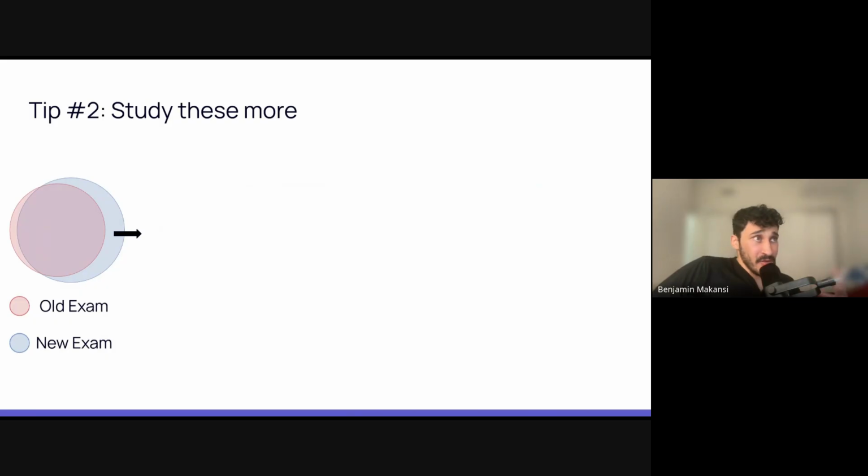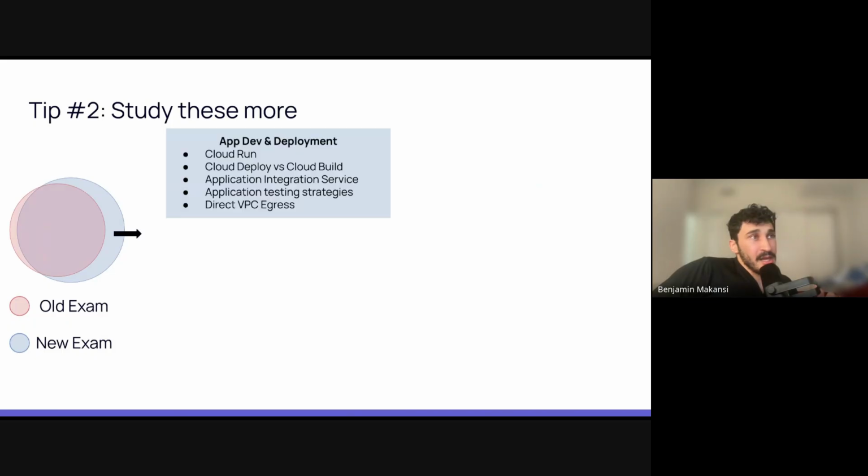Now, on the flip side, we've got tip number 2. You should study these topics more. These are areas that weren't emphasized on the old exam as much, but they're now more likely to show up on the new exam. So we've got app dev and deployment. Cloud Run is more of a focus. Cloud Deploy is a newer service, and knowing when to use Cloud Deploy versus Cloud Build. Application Integration is a newer offering for connecting applications and automating workflows between them, including ones that are outside of GCP. Application testing strategies like unit tests, integration tests, load tests, smoke tests, and when to use each in different environments.